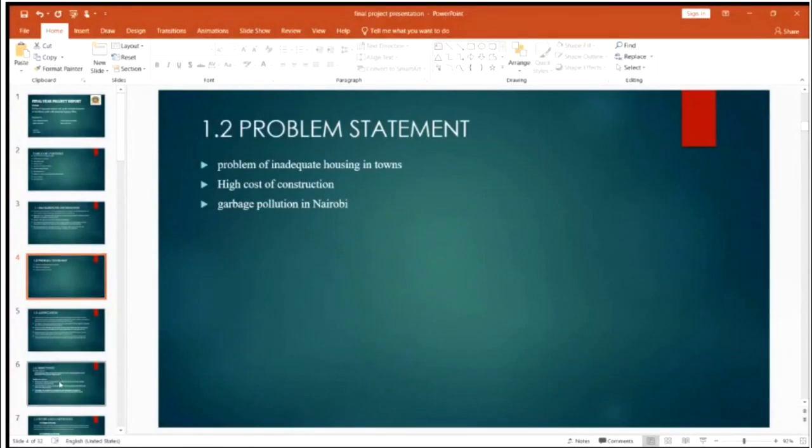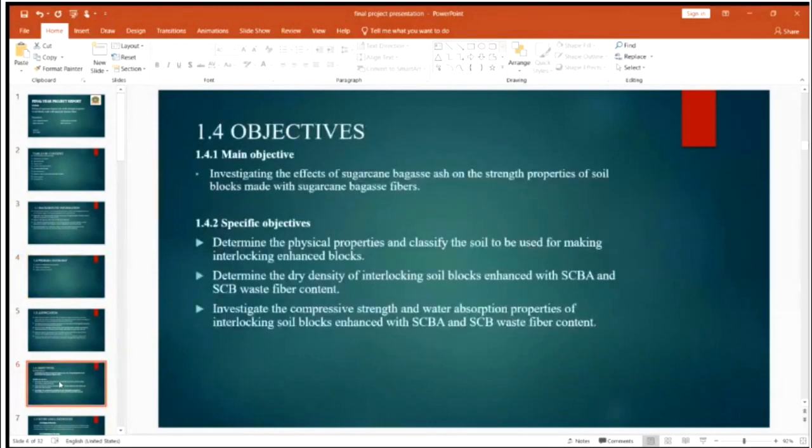Our objectives were: the main objective, which is to find the effects of the bagasse on the strength properties of the blocks. Then we will determine the properties and classify the soil we are to use for making the blocks. We are also to determine the dry density of the blocks with the sugarcane bagasse, and to investigate the strength and absorption properties of the blocks.